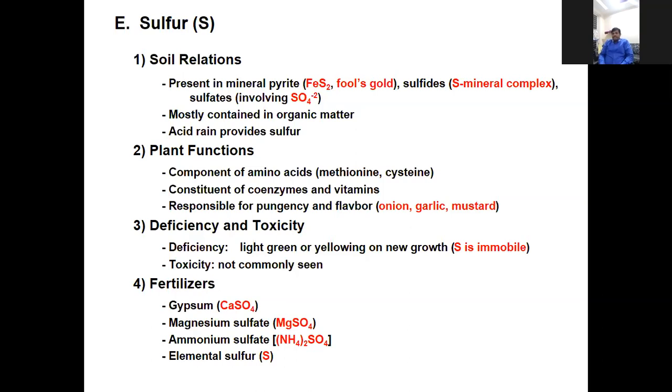Deficiency and toxicity symptoms of sulfur: it shows light green or yellowing on new growth because sulfur is immobile. Toxicity is not commonly seen until death. For correction of sulfur deficiency, we add gypsum, calcium sulfate, magnesium sulfate, MgSO4, ammonium sulfate, and elemental sulfur also.